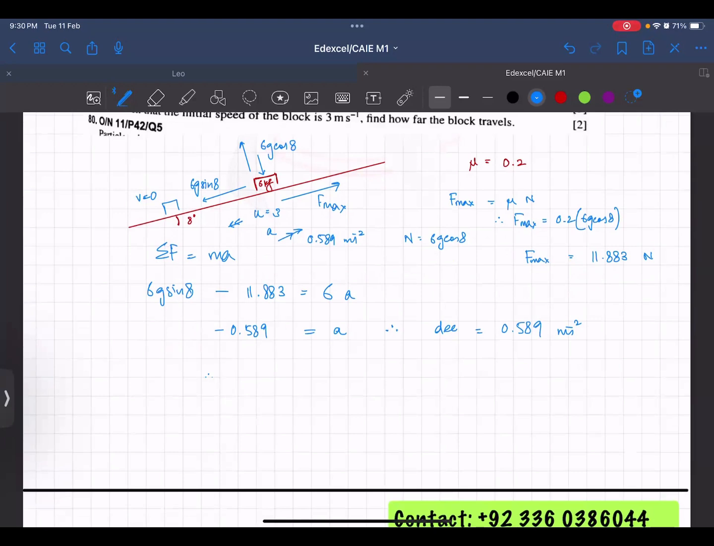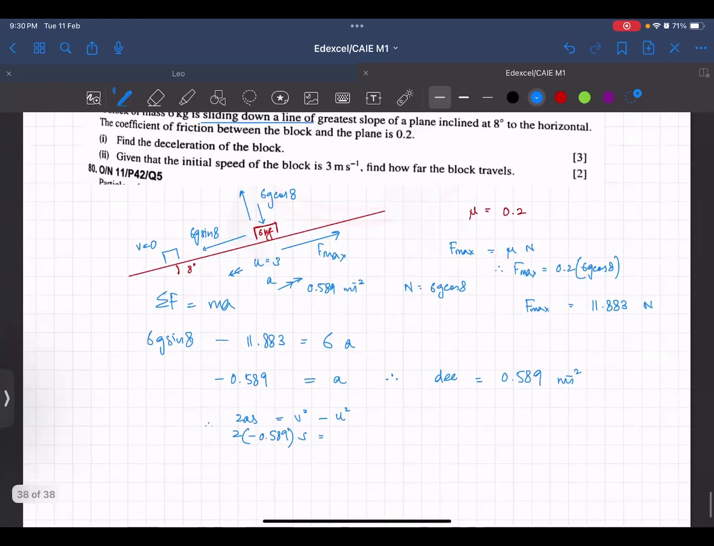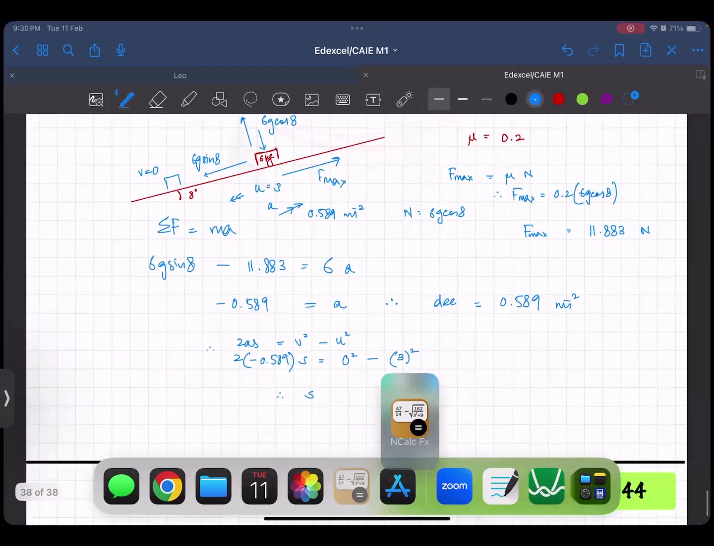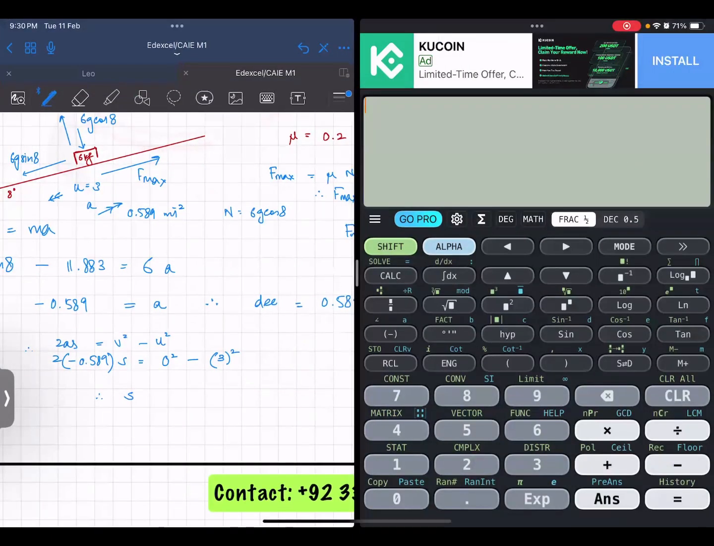Okay, so this means that 2as is equal to v squared minus u squared. Acceleration, now we know, is negative 0.589. We want to find s, because that's what they had asked: how far the block is traveling. Final velocity is 0. Initial velocity is 3, so 3 squared. So you find the value of s now. Kinematics can also be included over here. So minus 9 divided by 2 times minus 0.589. So you are getting 7.64 meters. This is how far the block will move down the plane.